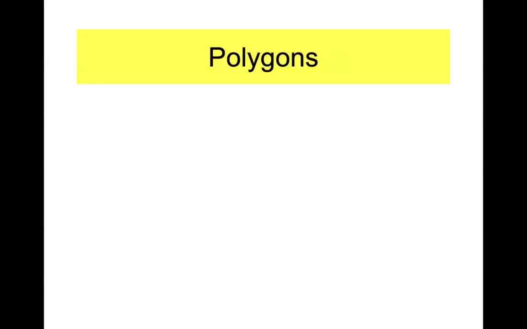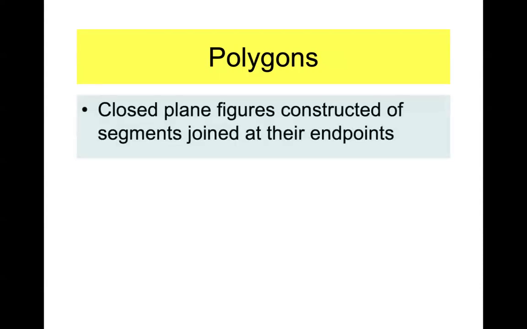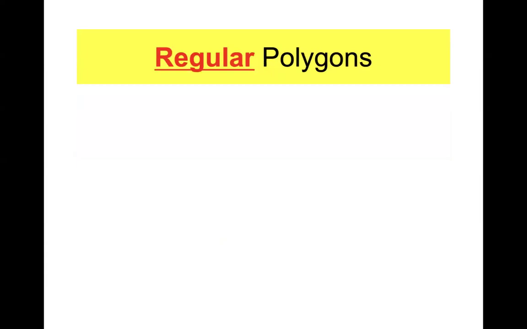Way back when, chapter 3, we first started talking about polygons. The triangle is the first one. And we said that a polygon is closed. You can't get to the inside without crossing a segment. It's a plane figure, meaning it's on a flat surface. And it's made up of segments that are joined at their endpoints, triangle being an example. So it's closed, I can't get to the inside. It's flat, and it's made up of segments, and the segments must be joined at their endpoints.